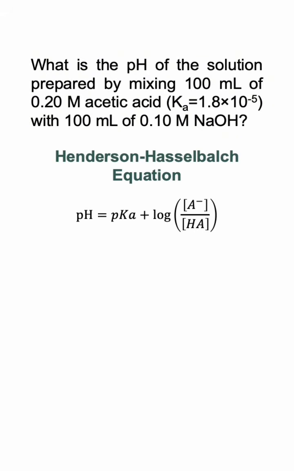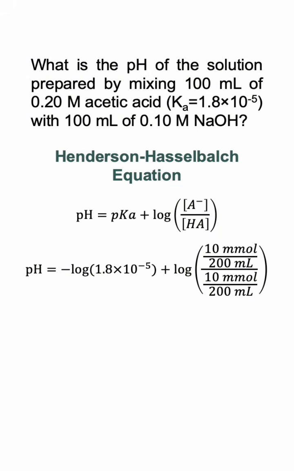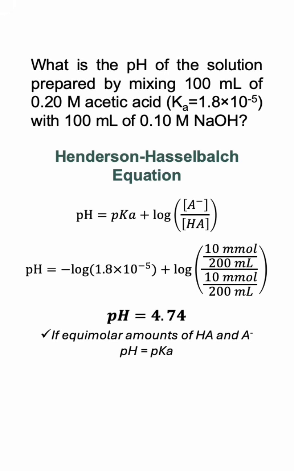Now, using the Henderson-Hasselbalch equation, we can solve for the pH of the buffer solution. The log term reduces to log 1, which is equal to 0, and the answer is 4.74. And remember, at equimolar conditions, the pH of the buffer solution is equal to the pKa of the weak acid.